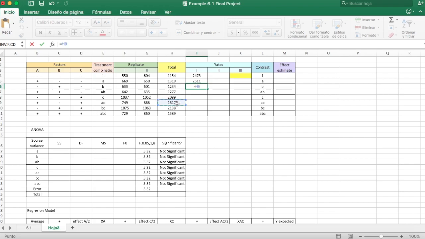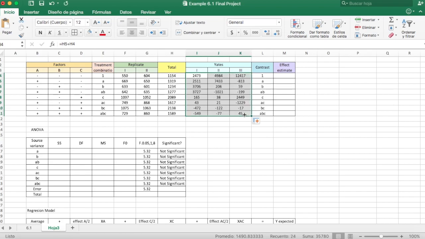Yates algorithm is really easy: it is to add or subtract a pair of numbers. The fourth plus the third, the sixth plus the fifth, the eighth plus the seventh, the second minus the first one. Once we finish adding everything, the fourth one minus the third, the sixth minus the fifth, and the eighth minus the seventh. And we're going to copy this right here. That's it.